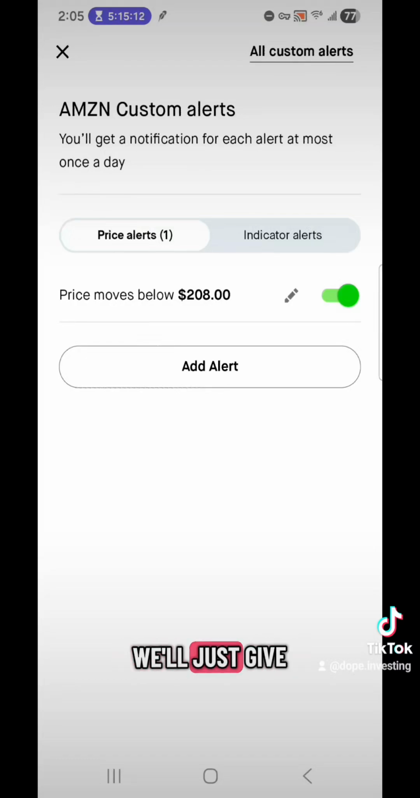We'll just have an alert to reassess this put credit spread if the price starts to move against us. So that's how you open up a put credit spread on a stock in the Robinhood app.